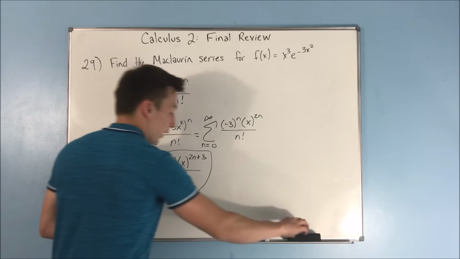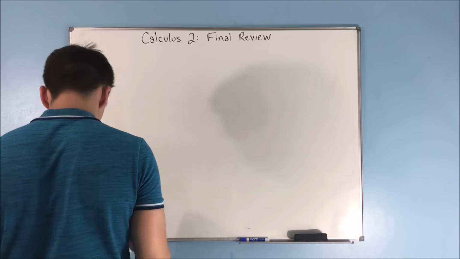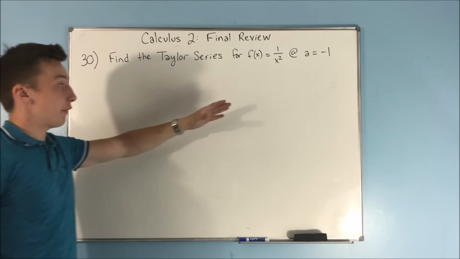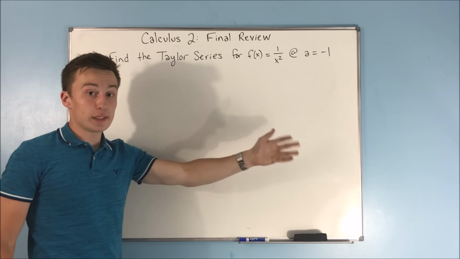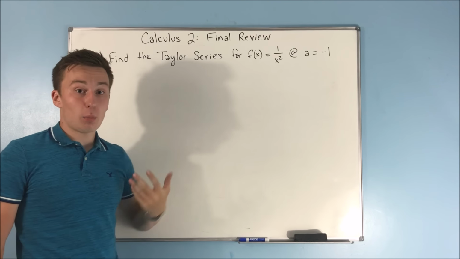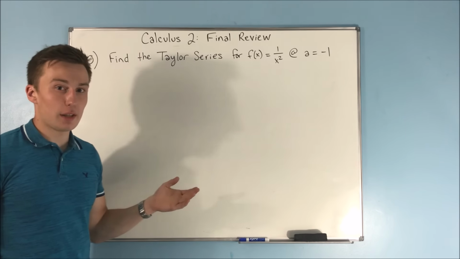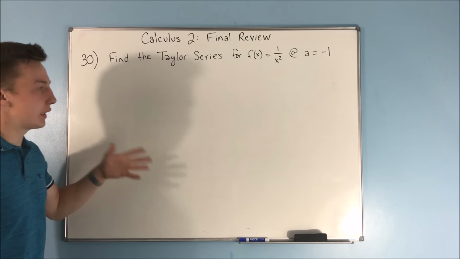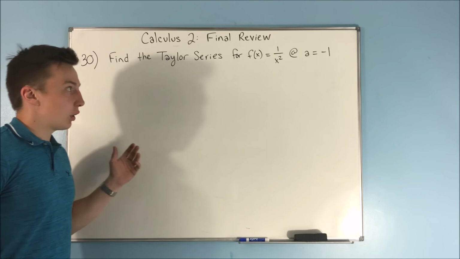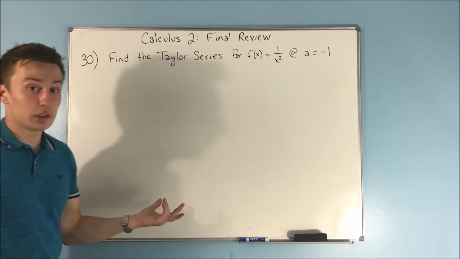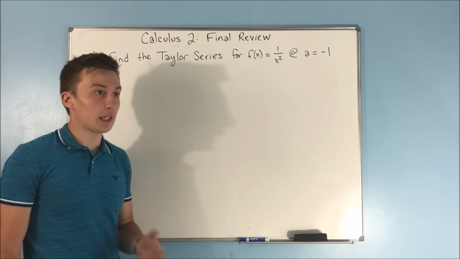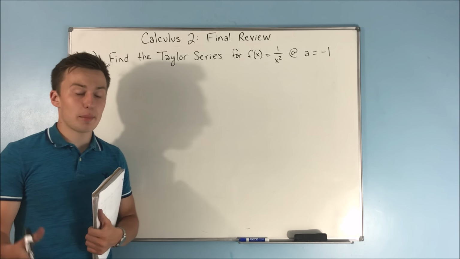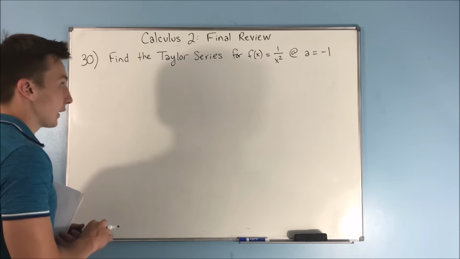Okay, so moving on to the last problem. Last problem here, find the Taylor series for f of x equals 1 over x squared at a equals negative 1. Now, this is something that we're going to solve by starting from scratch. This doesn't match any of our common Maclaurin series that closely. So in the case that you do have to start from scratch, and you don't remember one of the common Maclaurin series, here's how you go about it.